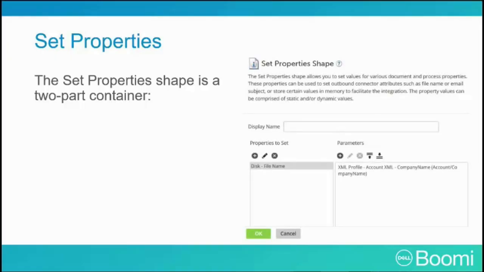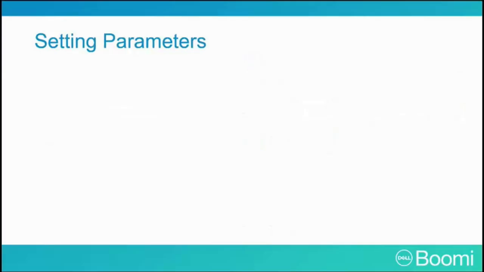The set property shape acts as a 2-part container consisting of the properties to set, such as an FTP file name, and the parameters that are connected to a specific property, such as a static file name. The more we work with the set property shape, the more we're going to understand its flexibility and versatility. Now remember, the set property shape has two portions, the property to set and the parameters to apply to the property. Also, it can take advantage of both static and dynamic parameters.